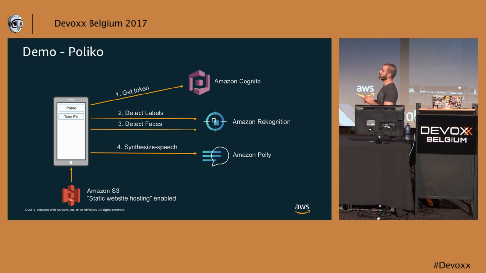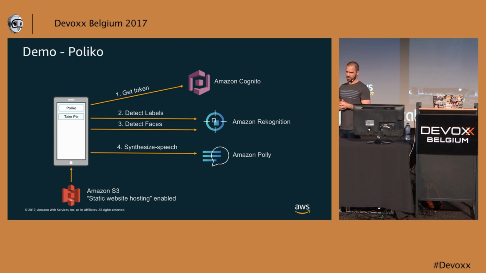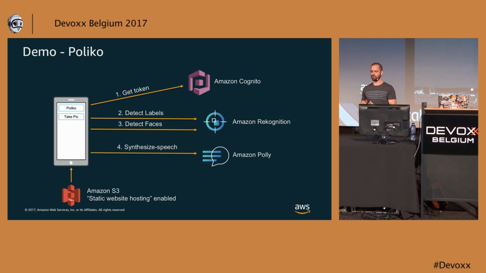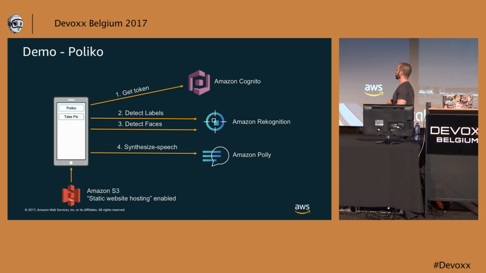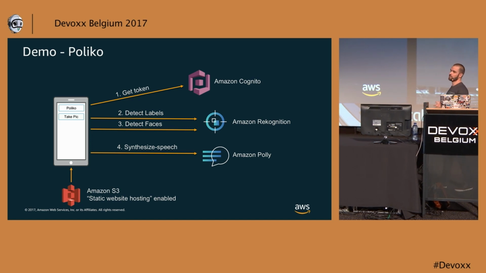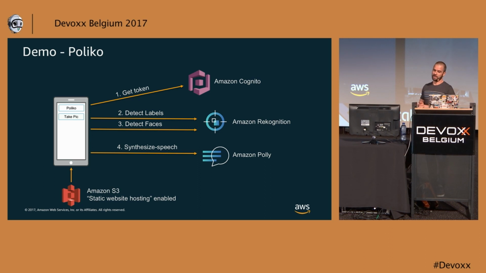And what it does is it calls three services. The first one is Amazon Cognito. Cognito is an identity provider. And here I'm using Cognito to give unauthenticated tokens, so unauthenticated access. Basically, it means that you don't have to give your login and things like this, so anyone can use it. But it also means that I have a very strict policy that the token can only call Rekognition and Polly, and especially don't call anything else, right? So I'm getting that token, and then I send a reference of my image that has been sent to S3 to Rekognition to detect the label, detect the face, and then I speak.